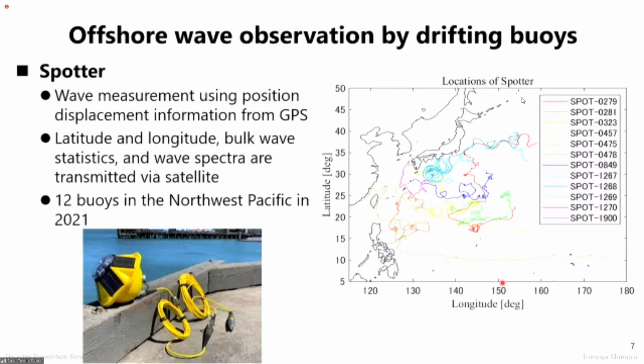Mori Sensei's team deployed the buoys in summer, then continued the observation. This Spotter transmits the location, wave statistics and wave spectra through the satellite. In 2021, 12 buoys were installed like this, and this is a drifting track.